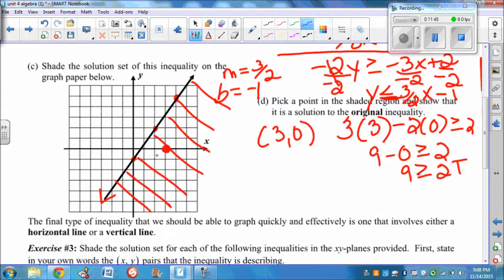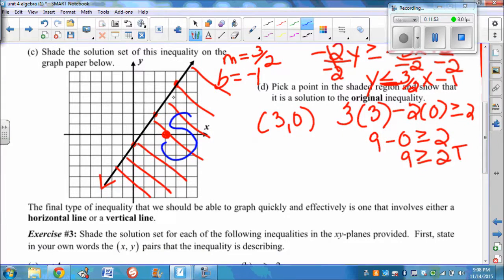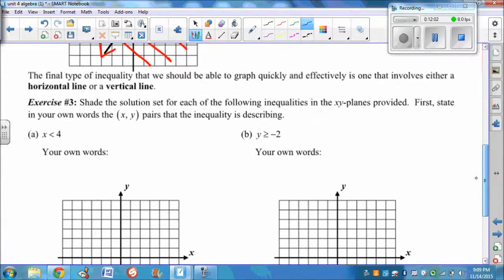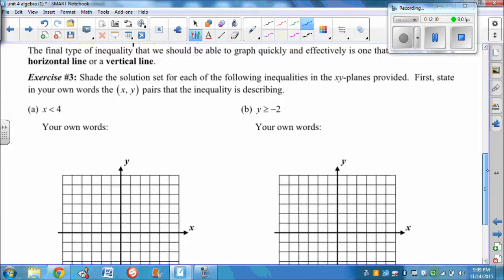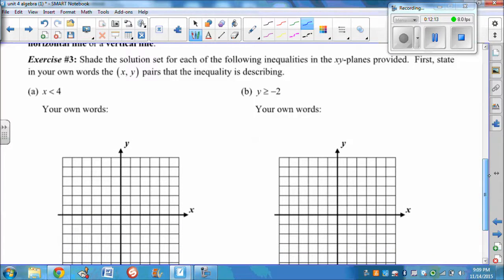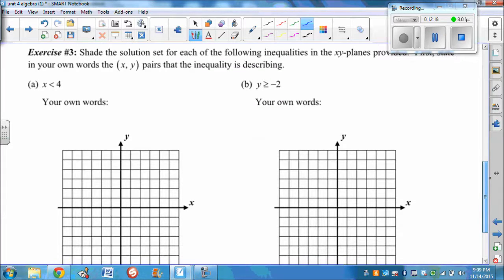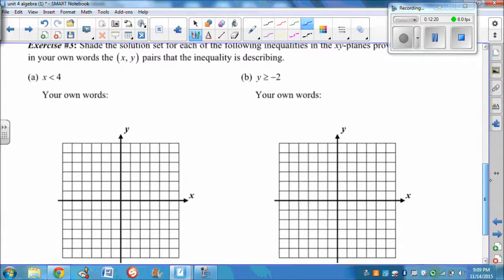So down and to the right, those would represent all of my solutions, as well as any of these points on this line, because it is a filled-in line. Okay, it says the final type of inequality that we should be able to graph quickly and effectively is one that involves either a horizontal or vertical line. Okay, those are one of the last couple lessons that we did. It says shade the solution set. First, state in your own words the XY pairs that the inequality is describing.